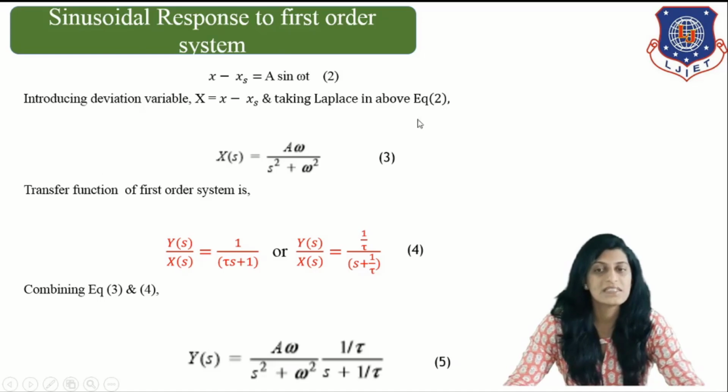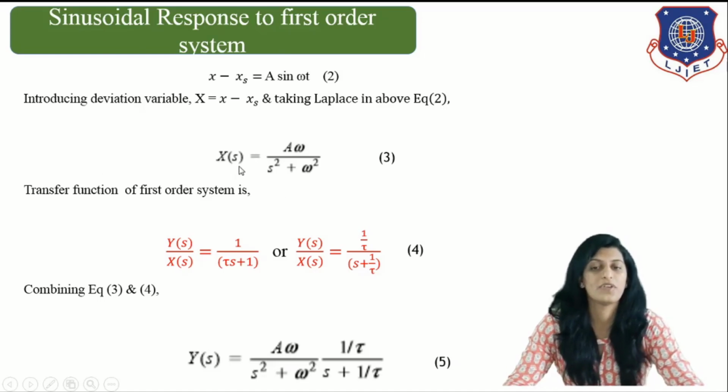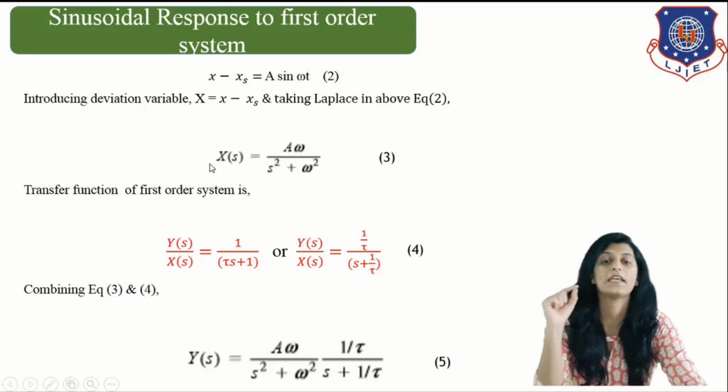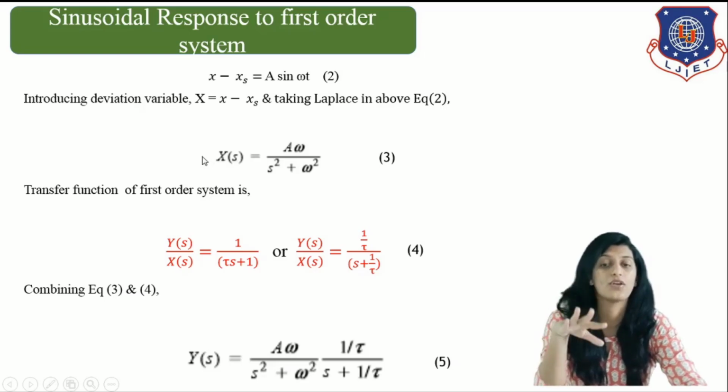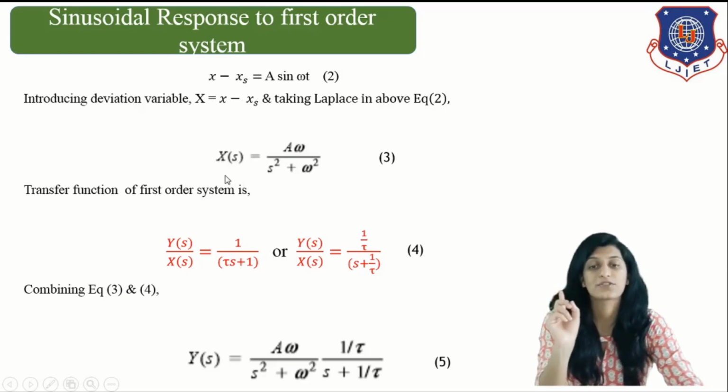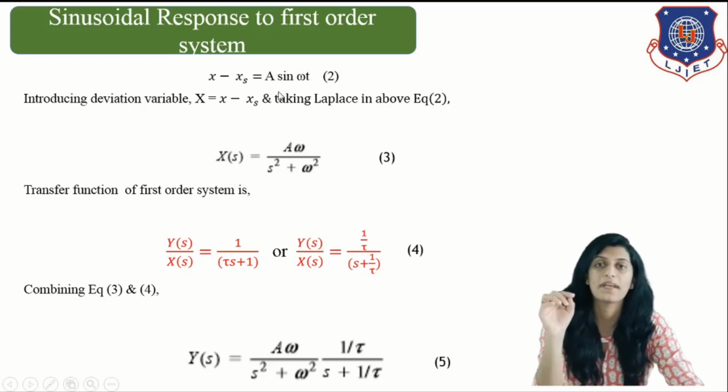So this is how a first order input will behave for a sinusoidal function. If you are providing the input as a sinusoidal wave, then its expression will be in the form of this term, that is A omega upon s squared plus omega squared.